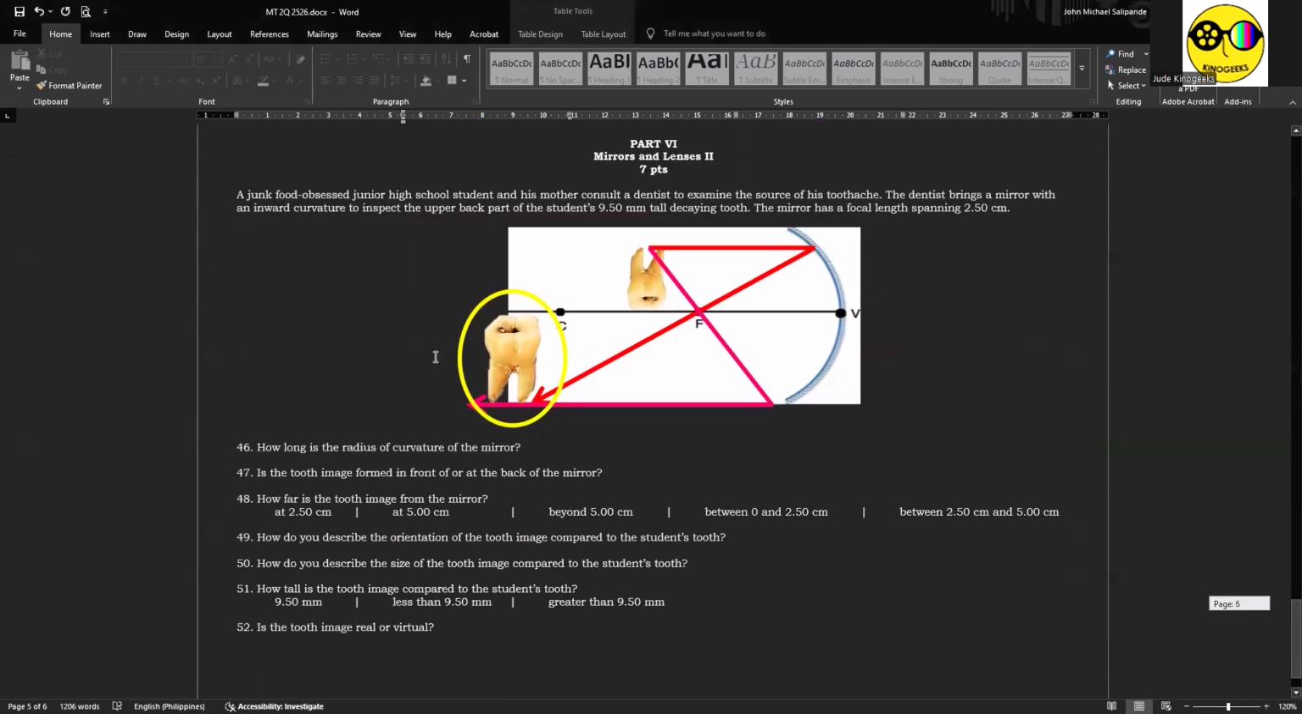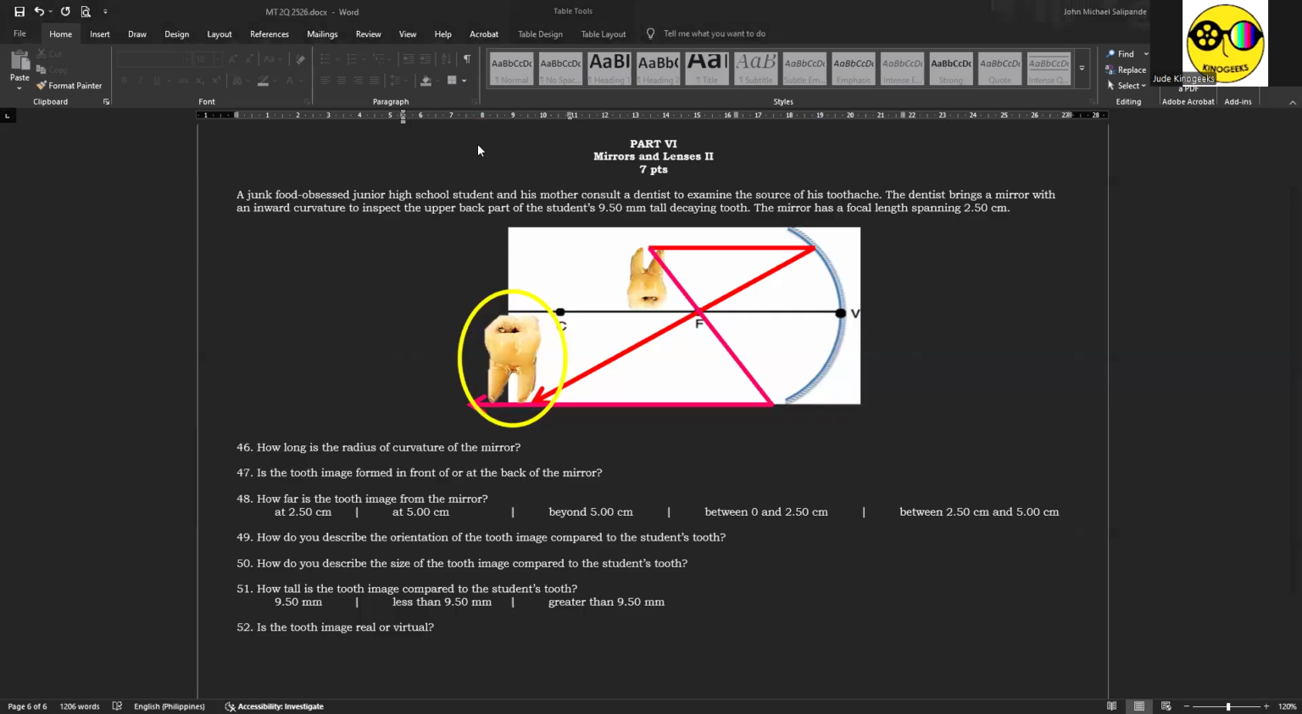Okay. A junk food obsessed junior high school student and his mother consult a dentist to examine the source of his toothache. The dentist brings a mirror with an inward curvature to inspect the upper back part of the student's 9.50 mm tall decaying tooth. The mirror has a focal length spanning 2.50 centimeters. So here are some of the questions.